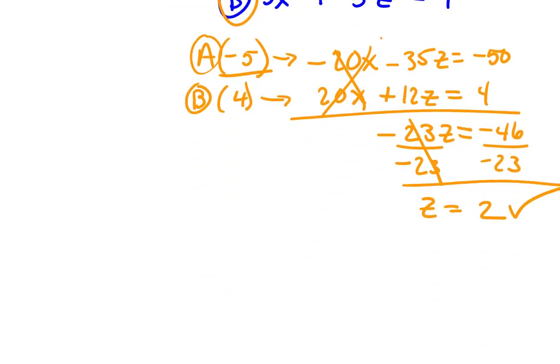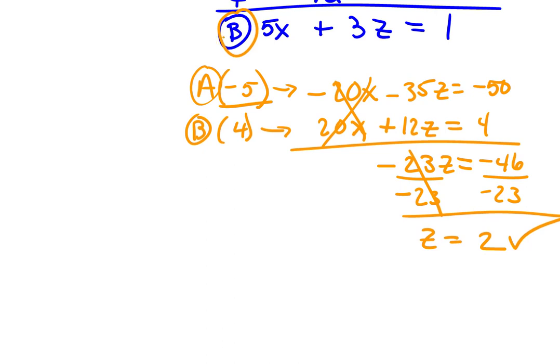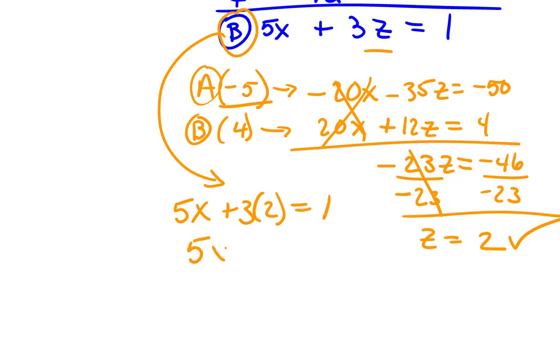See, now if z is 2, I can grab, I'll just pick on equation B for a second. If I bring down the original equation B we had, but plug in z as 2, that means I'll have 5x plus 3 times 2, there goes the z getting plugged in, equals 1. Okay, this means 5x plus 6 equals 1, which means 5x equals -5, which means x equals -1. Okay, so now we have x as well.